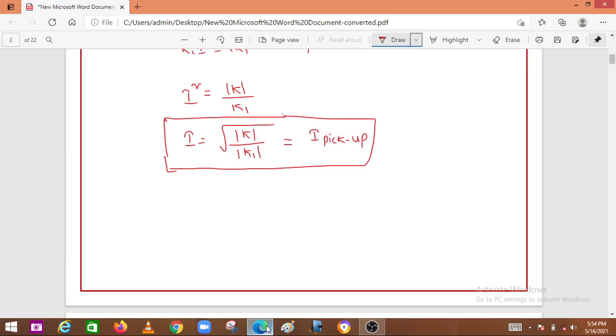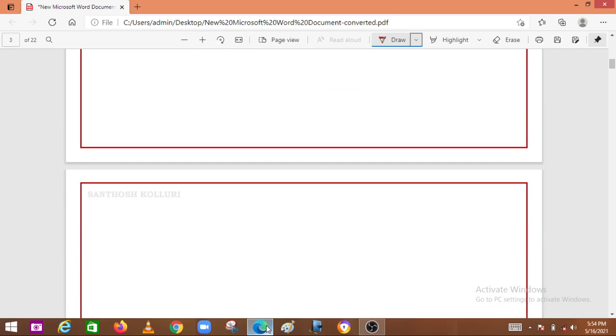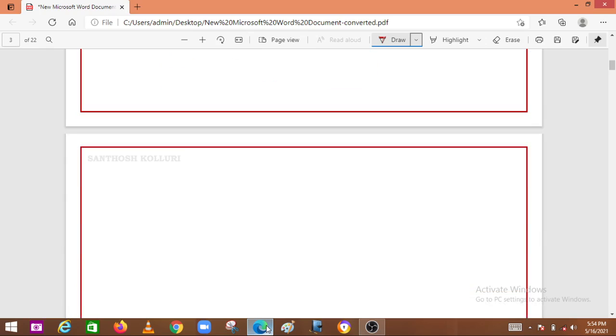Now, when will the relay operate? As and when the net torque of the relay T is greater than 0, the relay will be operated. How can you say this? I said that under threshold condition, the net torque is equal to 0, therefore the operating torque is equal to the restraining torque.